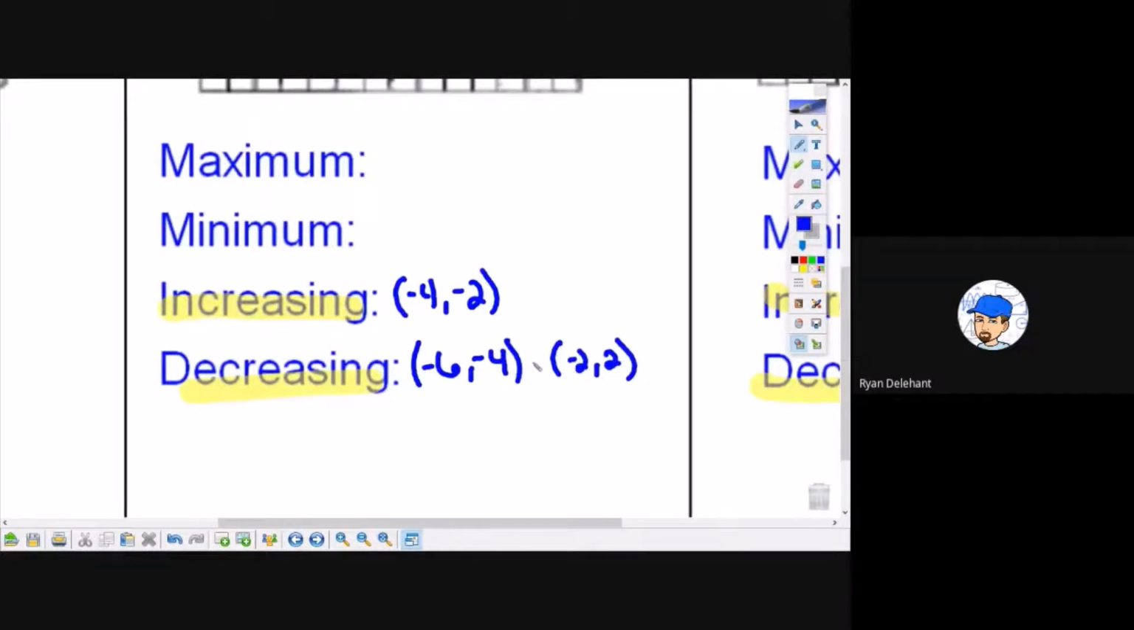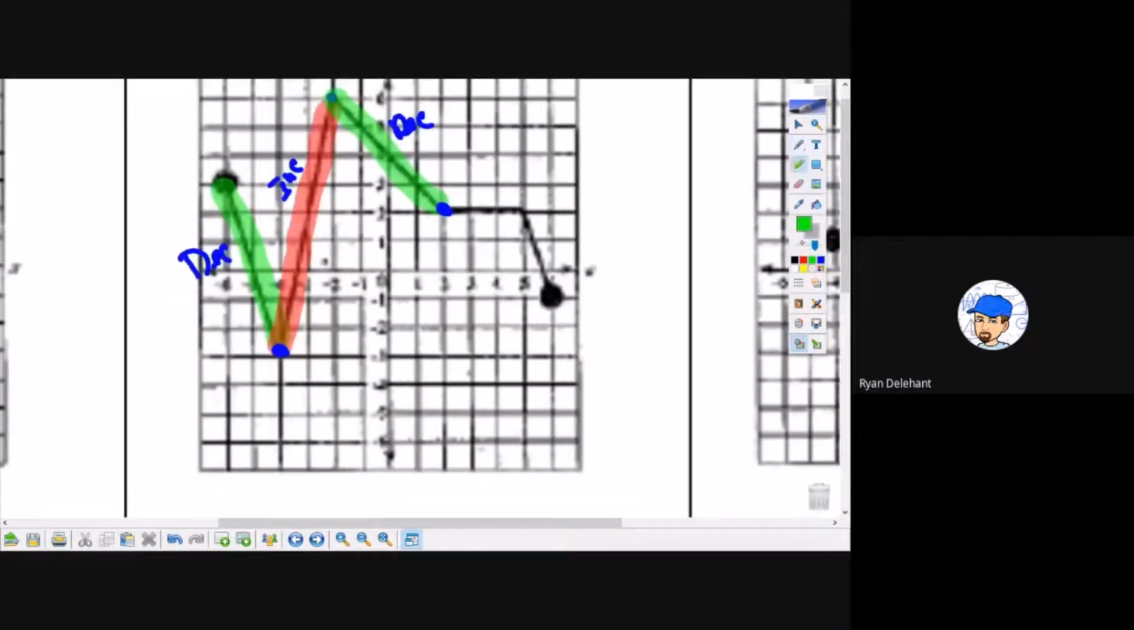But remember, when I have two intervals that I want to join together, I put a little U next to them that says this one and that one. So it means it's decreasing from this interval and this interval. What is this next interval doing? Increasing or decreasing? Is it doing either?